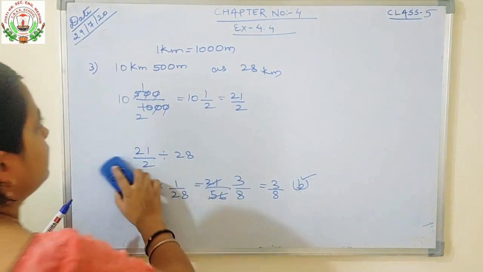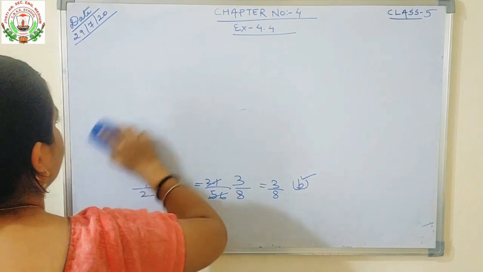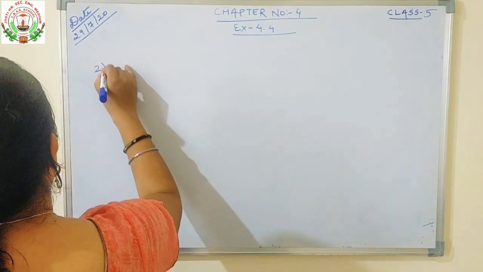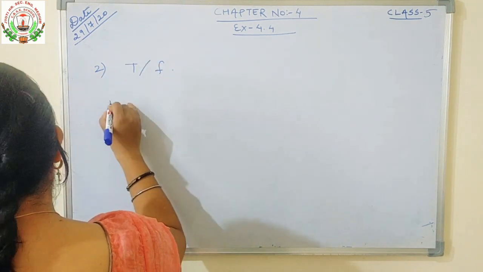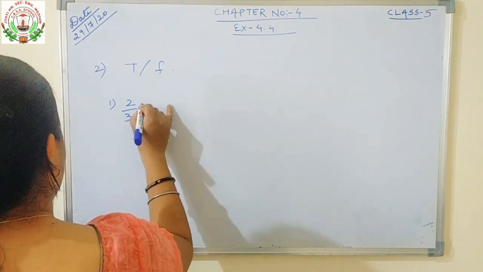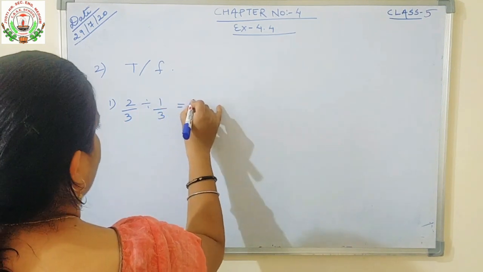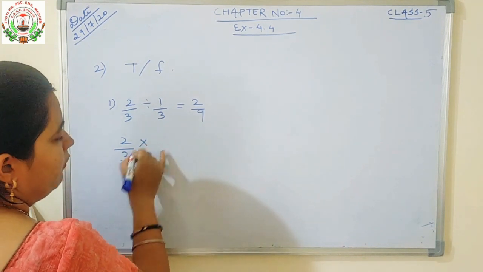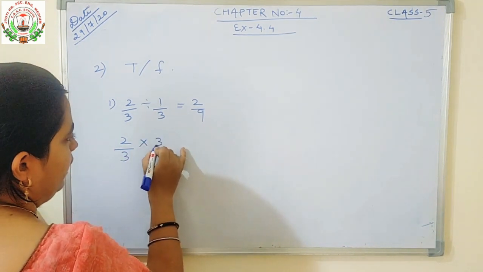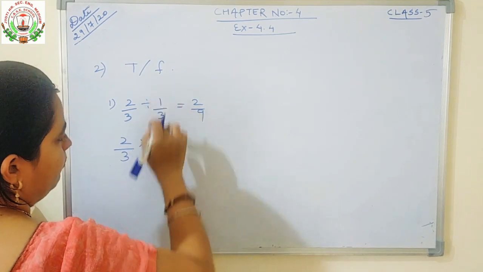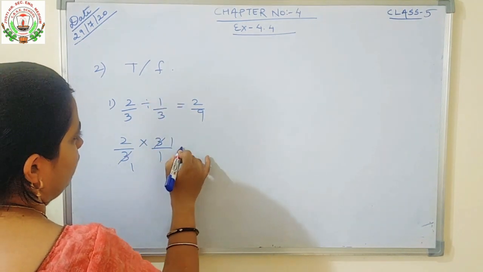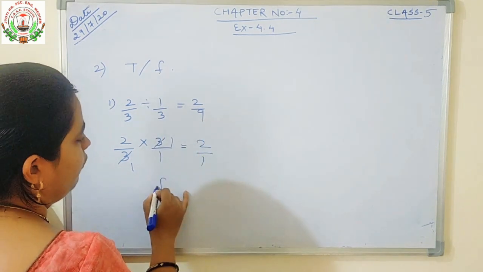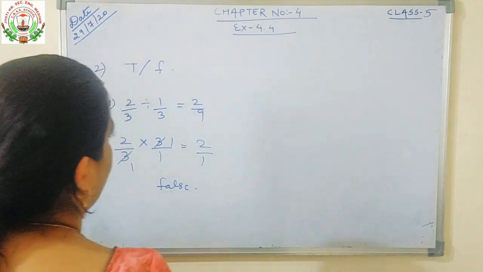Now next question is write true or false. Question number 2 is true or false. Okay, first one is 2 by 3 divided by 1 upon 3 is equal to 2 by 9. So 2 by 3, in place of the divide sign we will put a multiplication sign and we will take the reciprocal of the second number. Okay, 3 ones are 3, 3 ones are 3. What is left? 2 upon 1, and here it is given 2 by 9. So this is a false statement. So you will write there false.